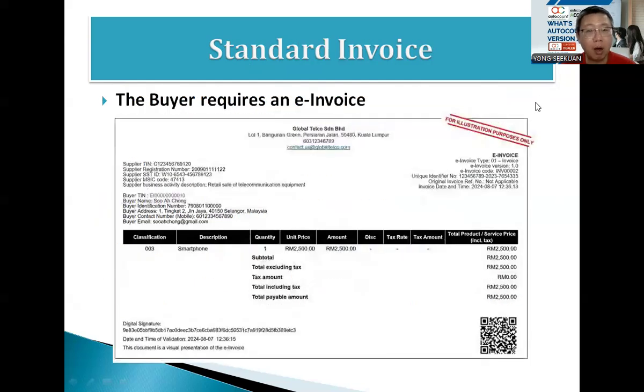So this is a sample of the invoice, the sample given by the government, LHDN. You need to take note of this QR code. You can use back your own format, no need to change your format, follow the government. But you need to add this QR code into your invoice format, to let the customer scan this QR code to check the validation of your invoice.